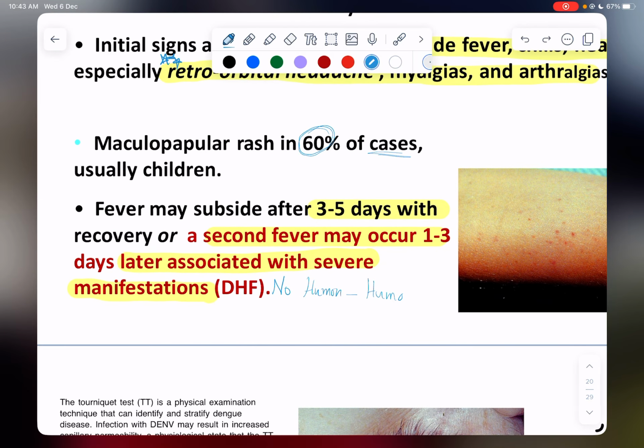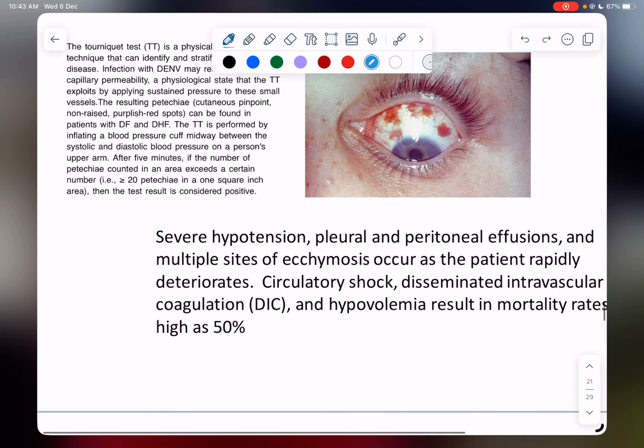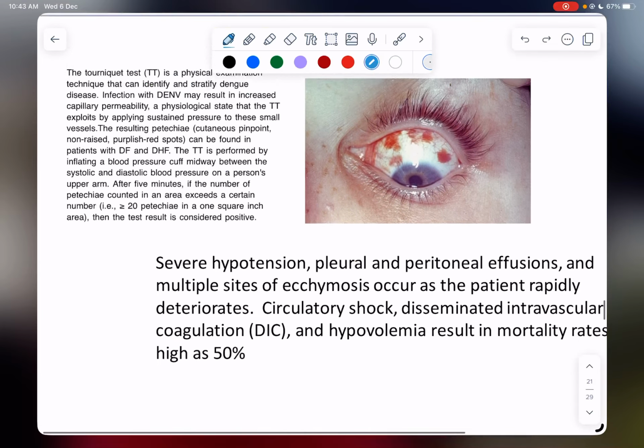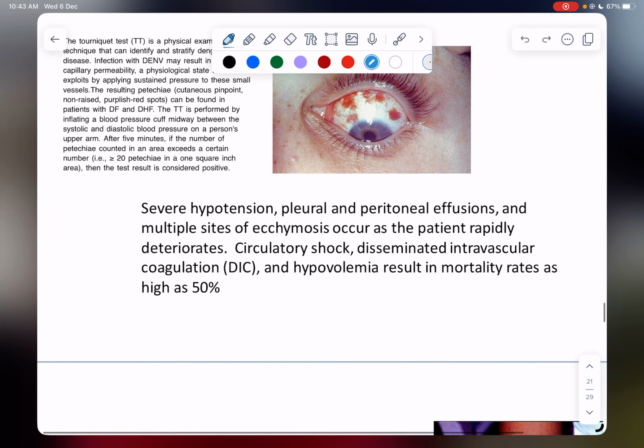So in severe cases, you have hypotension, pleural and peritoneal effusions. Ecchymosis, you know what is ecchymosis? Hemorrhagic spots. Blackish hemorrhagic spots. Circulatory shock, DIC, etc.